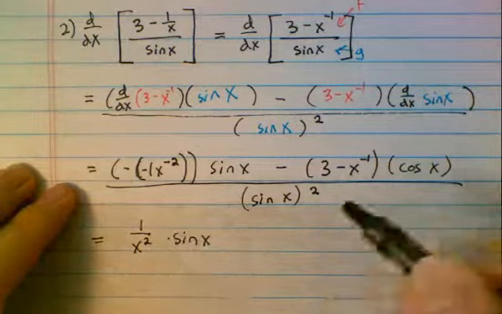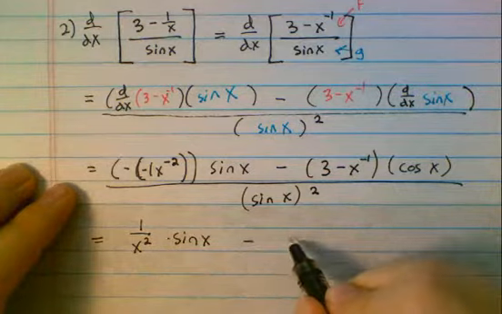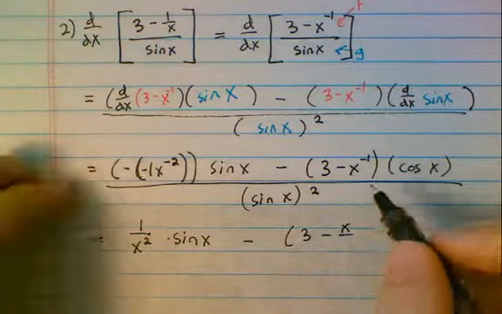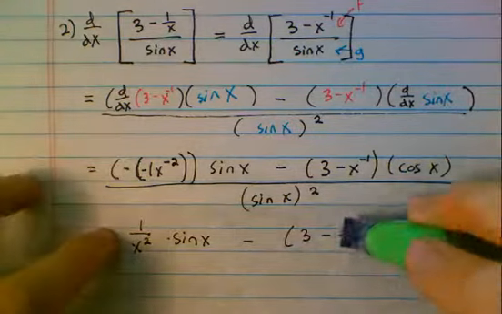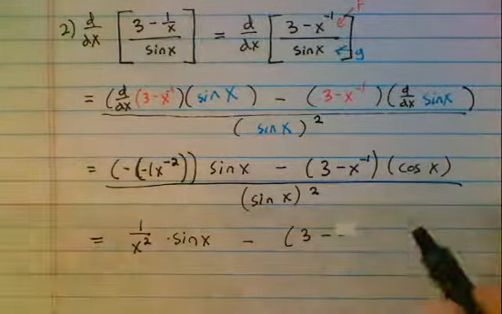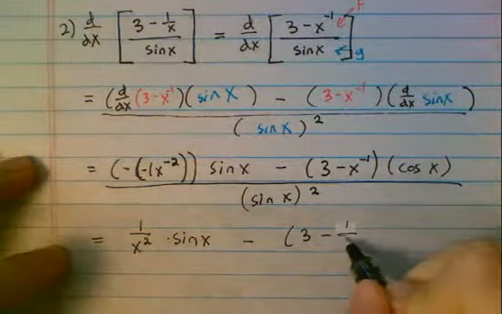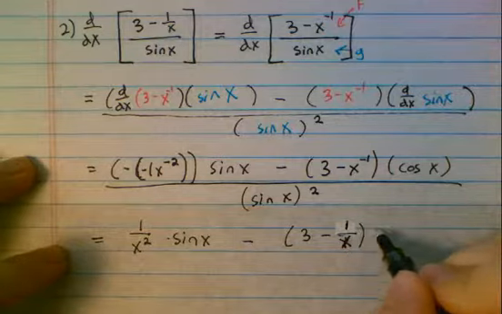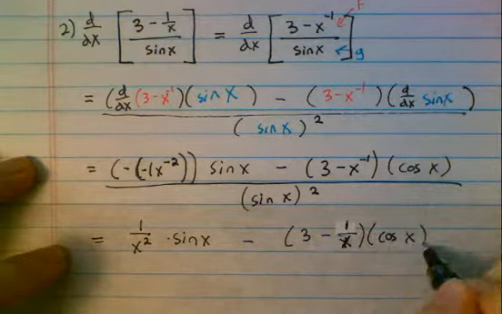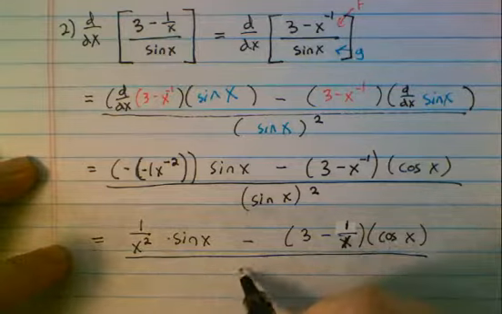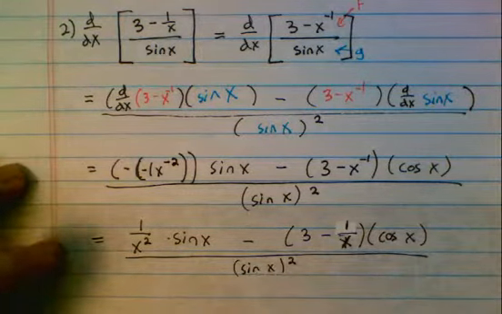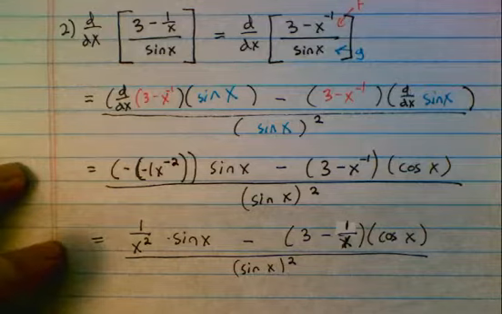Sine x minus, and then this is 3 minus, x to the negative 1 is just 1 over x times cosine of x over the sine of x squared. For our purposes, that's probably about as simple as we want to get it.